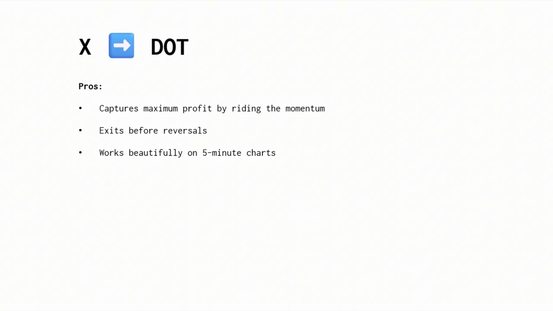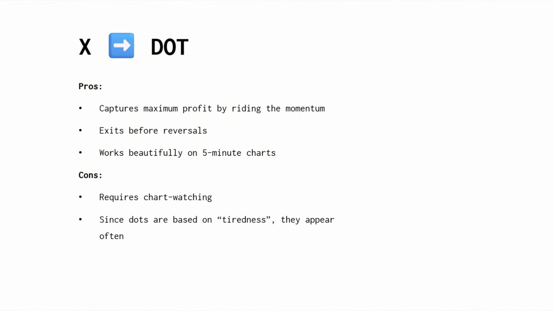There's some pros and cons for the X to dot technique. It's a favorite among our traders, but here's the lowdown. The pros: you can capture maximum profit by riding the momentum, and you exit usually before the price begins to turn around. It works wonderfully on 5-minute charts, but here's a drawback. It requires you to watch the chart. You need to wait for that dot to appear, and hopefully you don't miss it before you have the chance to get out. And since dots are based on tiredness, bears and bulls getting tired, you have dots appearing very often, especially on shorter time frames. And because dots can appear so frequently, they might shake you out of your position before you get the maximum profit that you could have.